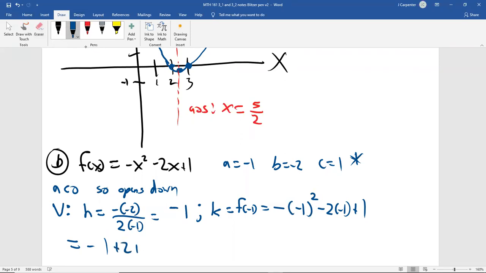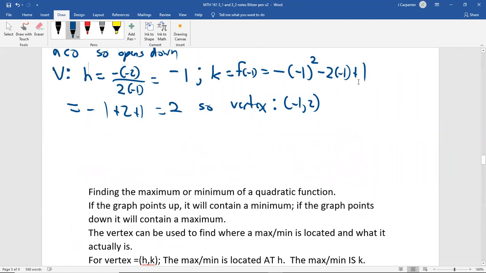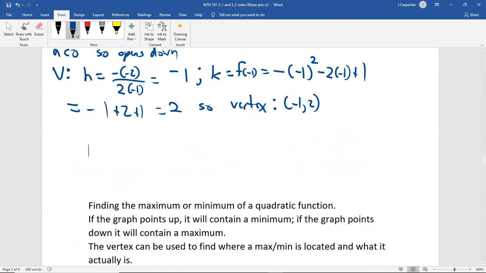Then a +2 + 1, which ends up being a +2. So our vertex as a coordinate pair is (-1, 2). Now we can find our x-intercepts and our y-intercepts. Gonna definitely need some more space here.